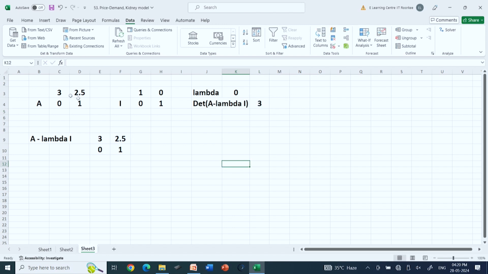The reason I chose this matrix is so you can check the result at each step. The determinant of A minus lambda I is this, and if you expand this determinant, it is 3. So this value came to be 3. Now you know it.